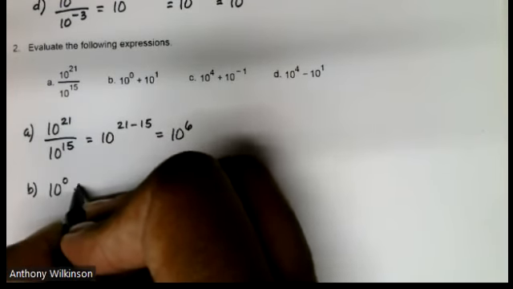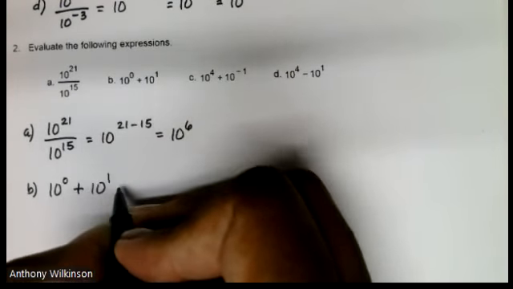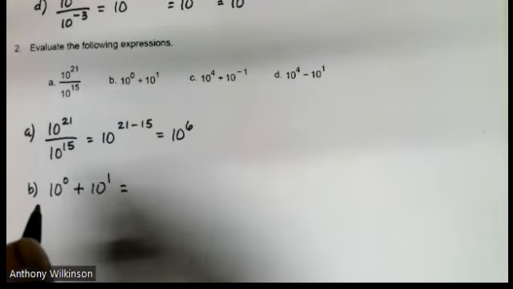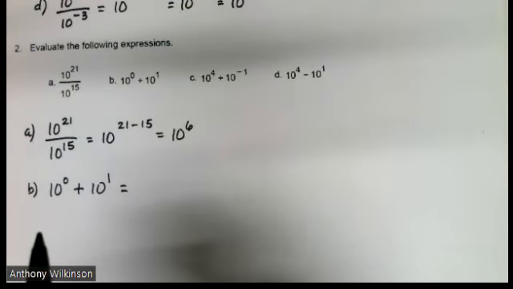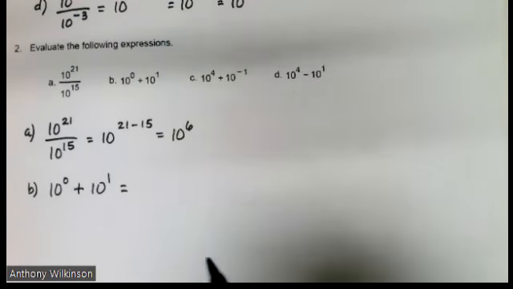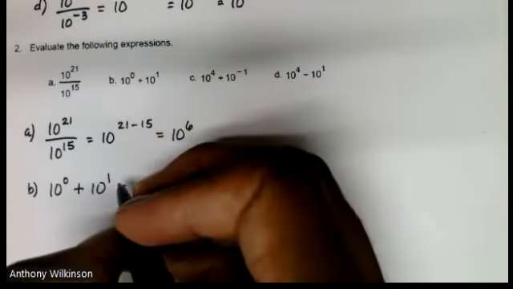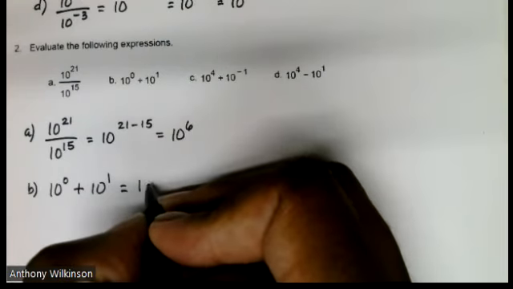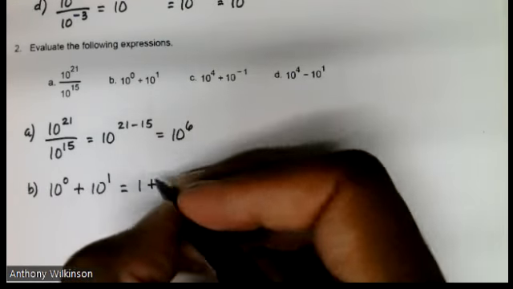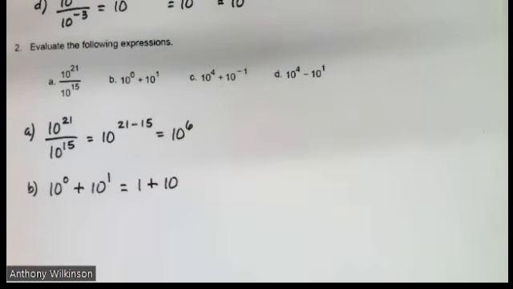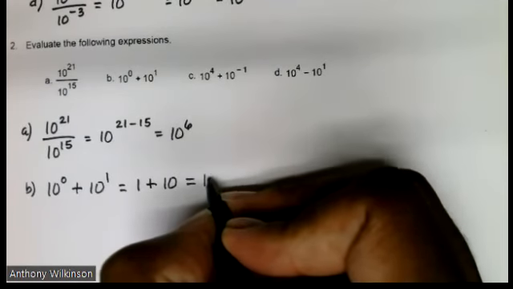All right, part B. This time we got 10 to the 0 power plus 10 to the 1. All right, now 10 to the 0, and you do have to understand that 10 to the 0 is 1, followed by no zeros. So 10 to the 0 is just going to be 1. 10 to the 1 will be a 1 followed by only 1 zero, because the exponent there is 1. So now you got 1 plus 10, which will give you 11.